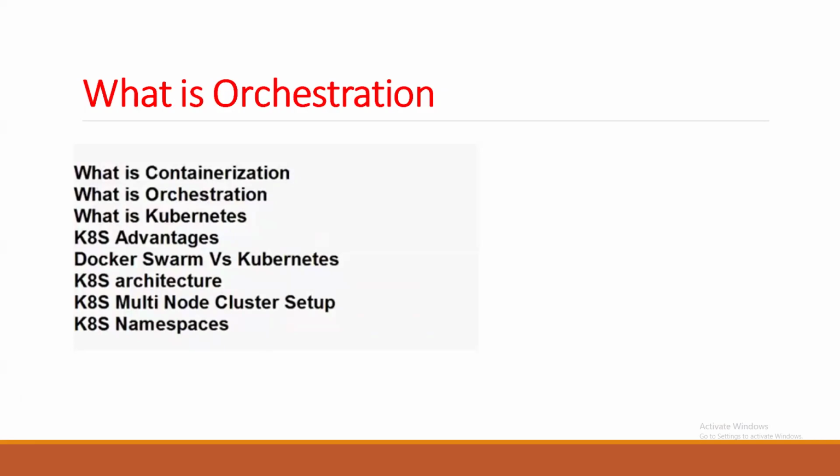So what is orchestration, guys? What is containerization? What is Kubernetes? Kubernetes advantages, Kubernetes versus Docker Swarm, Docker architecture, multi-node cluster setup, namespaces. As of now, you know these, right, guys? A namespace is a group put together. Within the namespace, all the Kubernetes components will be available, and you can get the pods.